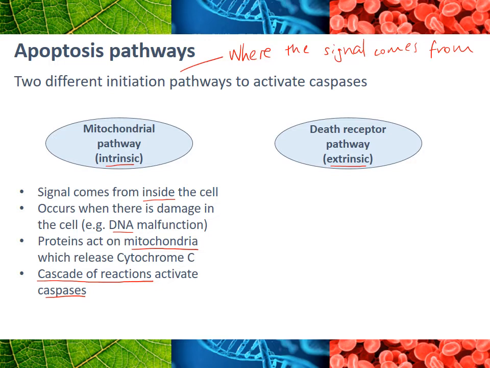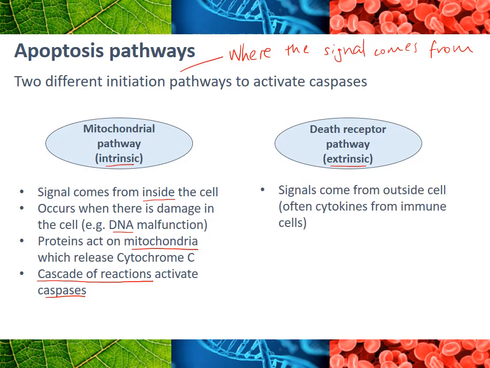The second pathway, so the second way that a cell might get a signal to destroy, is an extrinsic message, or what's called the death receptor pathway. And this is when the signal comes from outside, and it's usually from another cell. A really good example of this, and again, we'll look at this more when we look at the immune system, is when immune cells release cytokines.